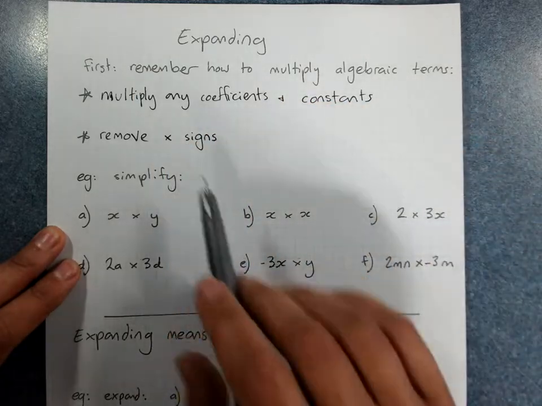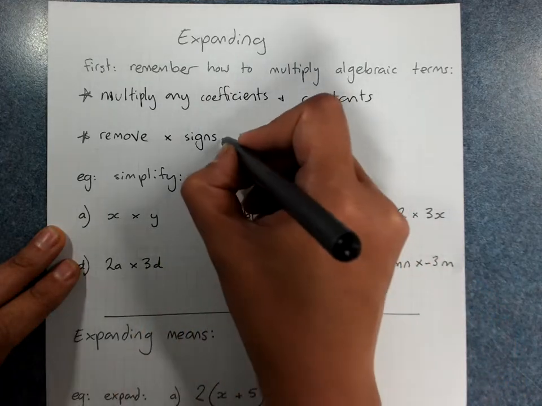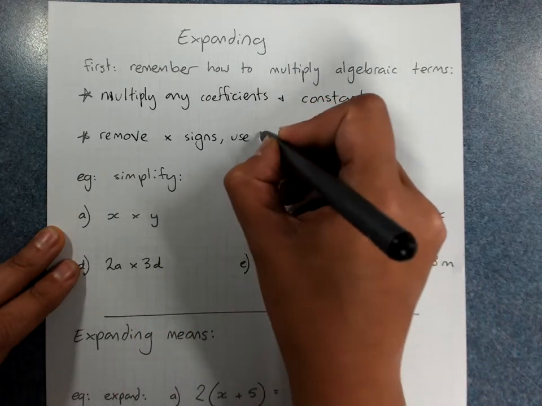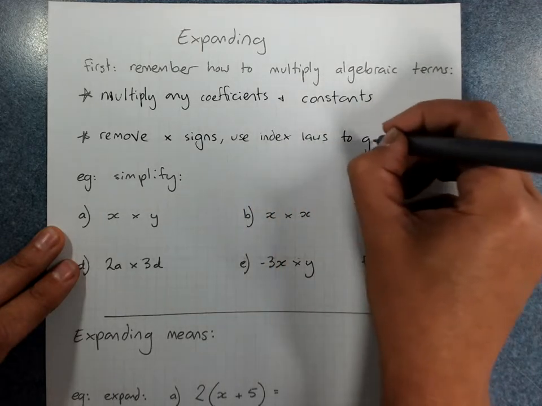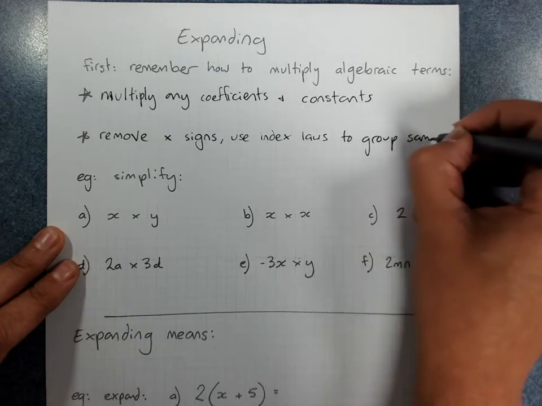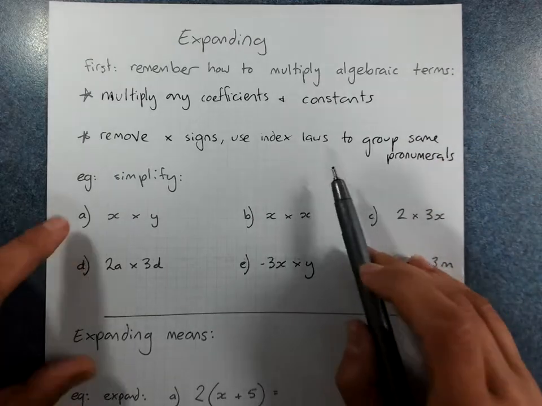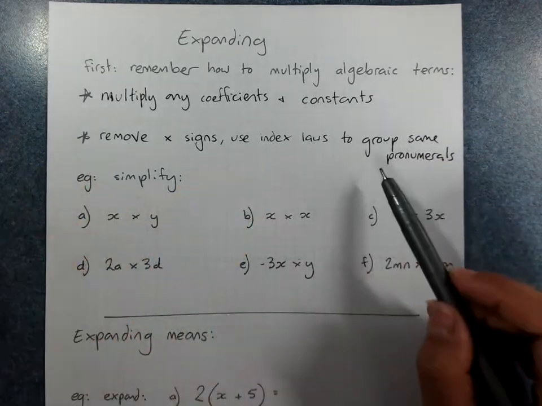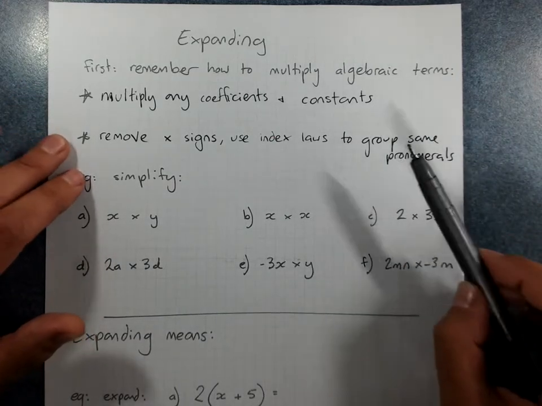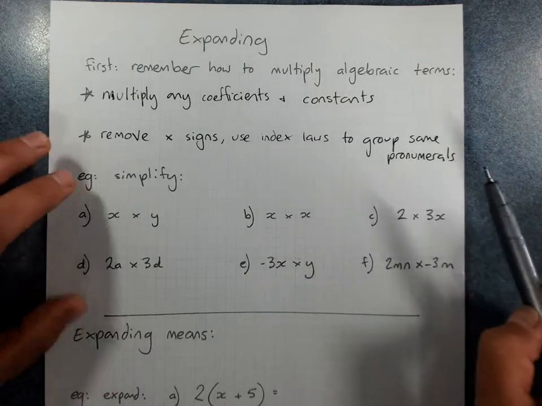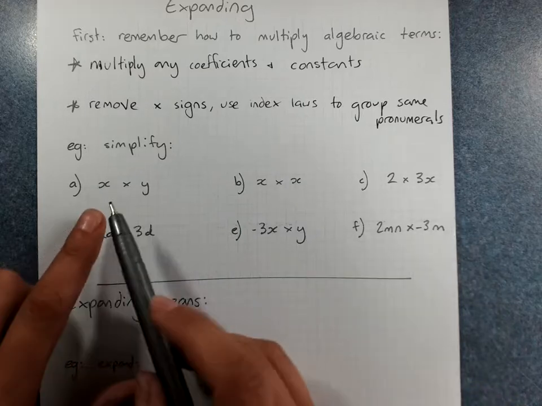And we'll use index laws for any matching pronumerals. And I'll go through how to do that. So we're going to use the index laws to group any letters that are the same. Because this is how we deal with any that are the same. We don't need like terms when we're multiplying. It makes things much easier. We just multiply the big numbers and group together the letters.